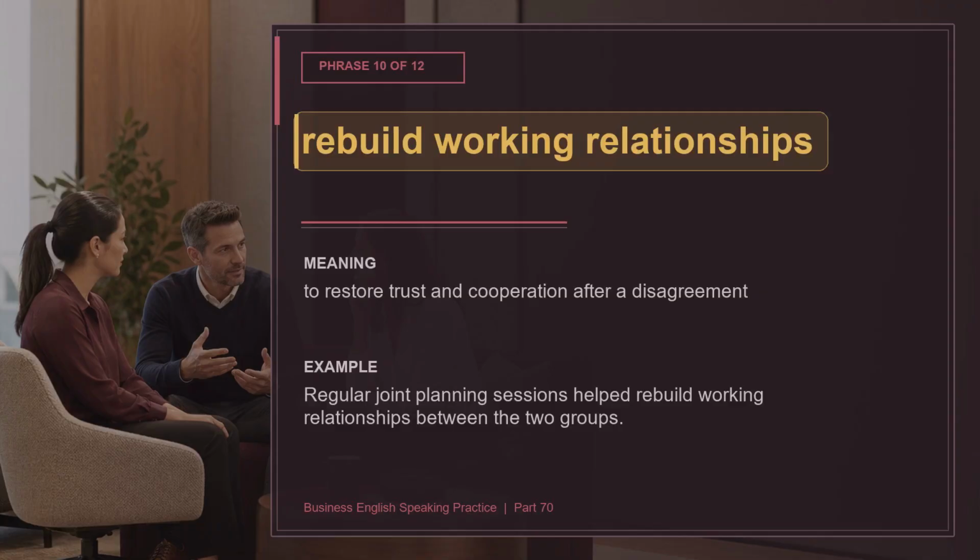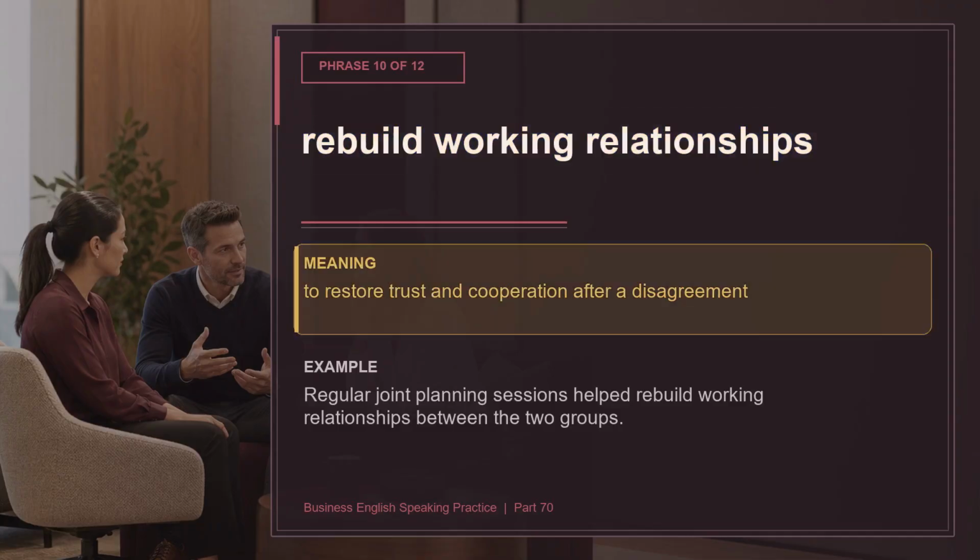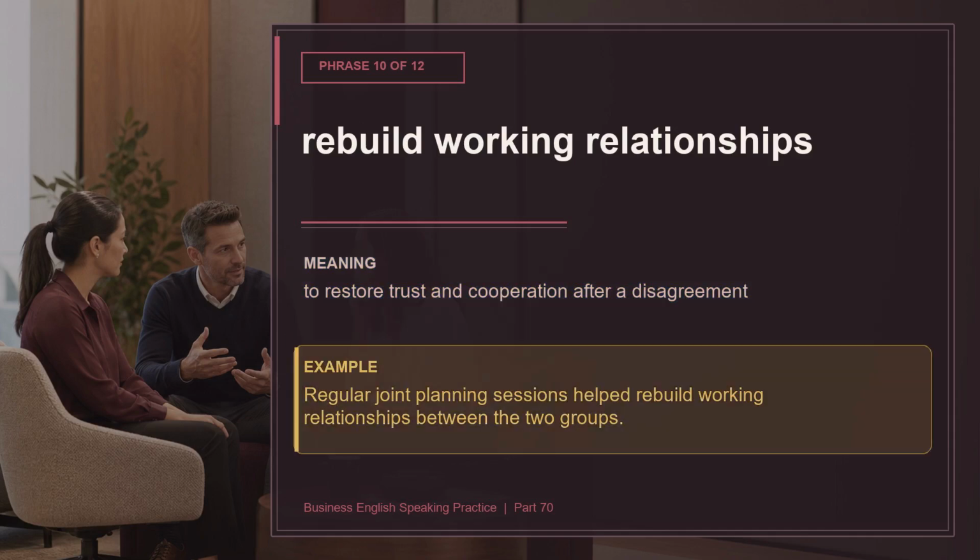Phrase 10. Rebuild working relationships. Meaning: to restore trust and cooperation after a disagreement. Example: regular joint planning sessions helped rebuild working relationships between the two groups.